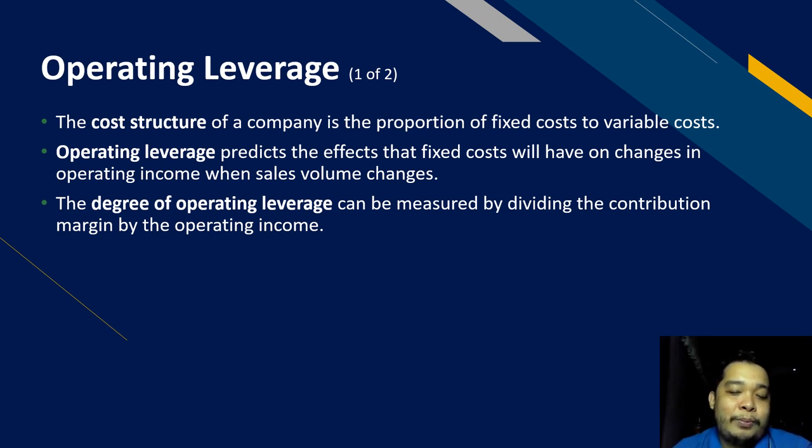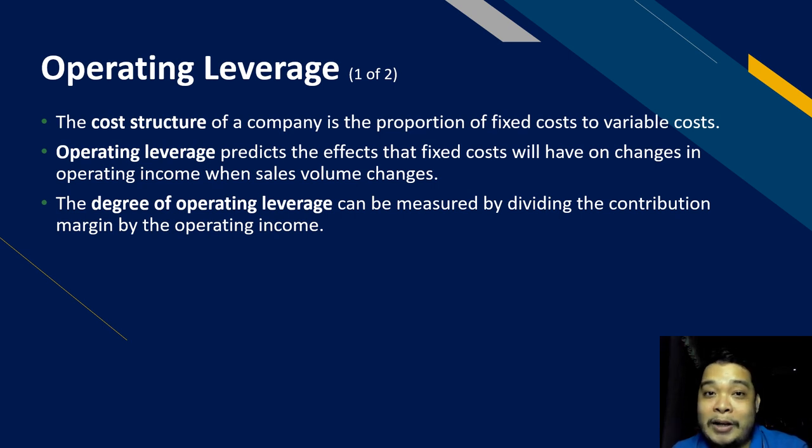So, what is the operating leverage? The operating leverage predicts the effects that fixed cost will have on changes in operating income when sales volume changes. Okay. Later, we'll have an example. And how do you compute the degree of operating leverage? It can be measured by dividing the contribution margin by the operating income. So, CM, contribution margin, divided by operating income. So, it shows you how sensitive your operating income is to changes in contribution margin.